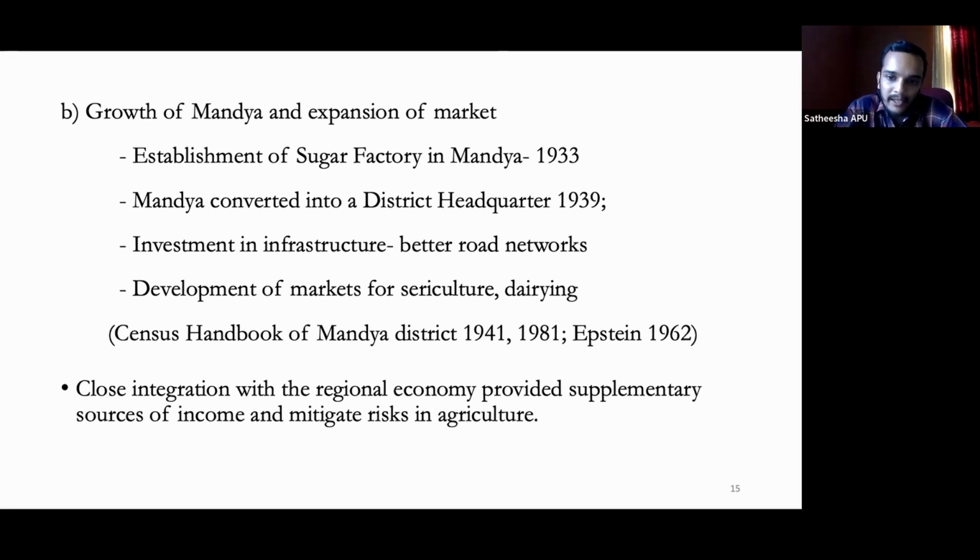The census handbook of Mandya and the studies by Epstein well documented how the extension of irrigation as well as the cultivation of sugarcane contributed to the growth of Mandya. The village Alabujanahalli is also closely integrated with this regional economy of Mandya, which provided supplementary sources of income and mitigated risks in agriculture. Most importantly, sericulture and dairying are an important source of supplementary income for marginal and small farmers. Whereas rich farmers derived huge rental incomes from the properties and houses they own in the nearby town, mainly in KM Doddi.